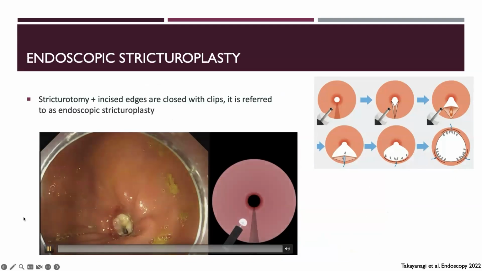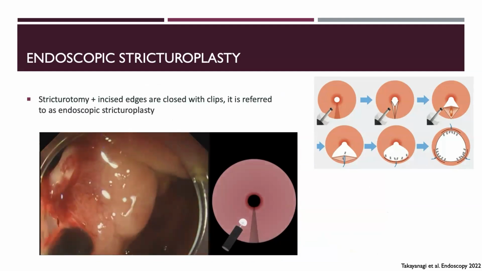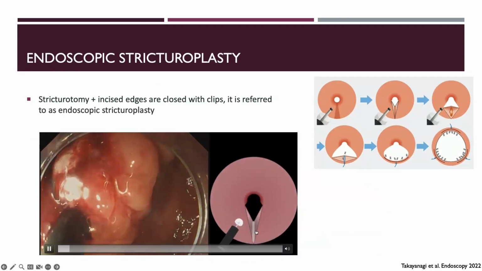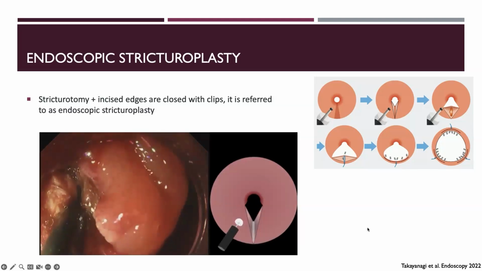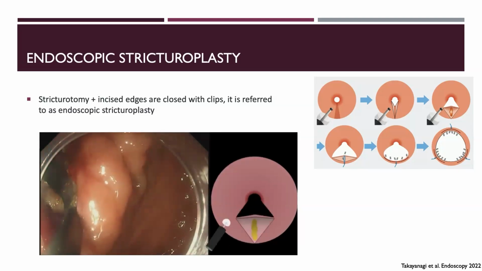And so let me just show you this video, this great video. So this is a video of an anastomotic stricture. Initially, an incision is made radially here at the 6 o'clock position. So currently what's being performed is a stricturotomy, right?